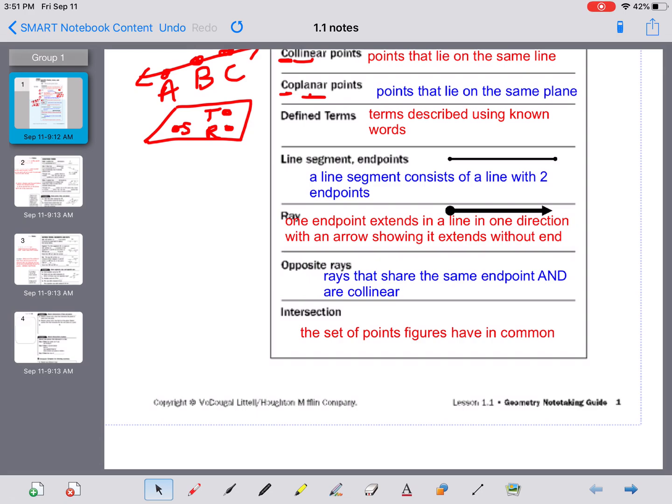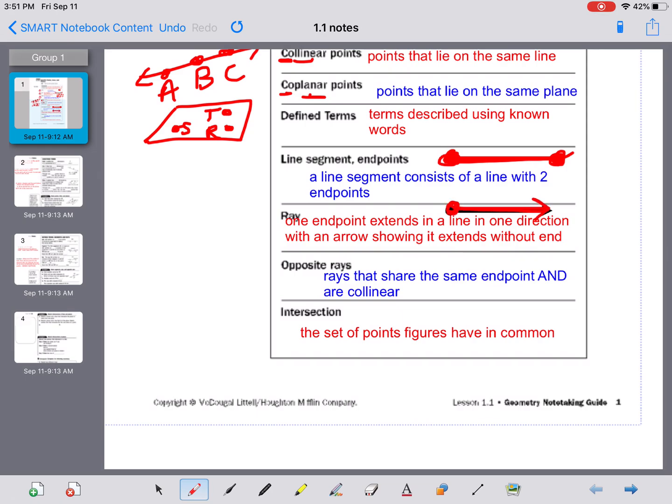Okay, a line segment. Once again, if I was telling you to fill out this vocab, I would tell you to draw a picture. A line segment has exactly 2 endpoints, and then it's all the space in between this line. A ray has 1 endpoint, and then it extends in one direction.